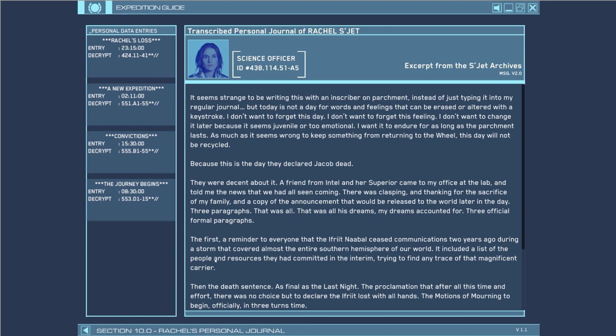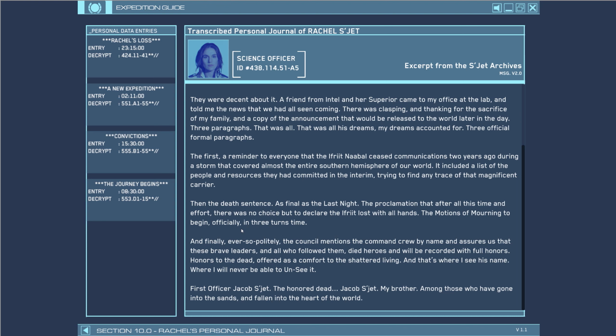Then the death sentence. As final as the last night, the proclamation that after all this time and effort, there was no choice but to declare that Ifrit lost with all hands, the motions of mourning to begin officially in 3 turns' time. And finally, ever so politely, the council mentions the command crew by name and assures us that these brave leaders and all who followed them died heroes and will be recorded with full honors. Honors to the dead offered as a comfort to the shattered living.